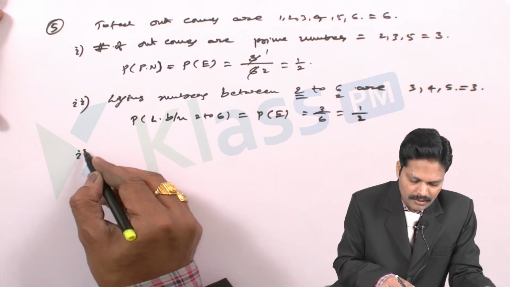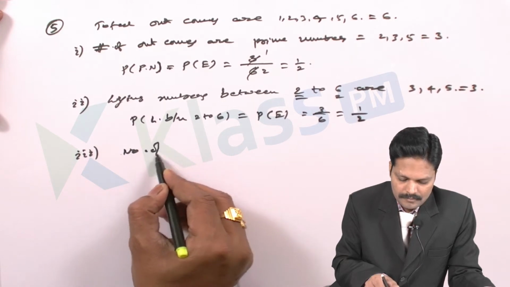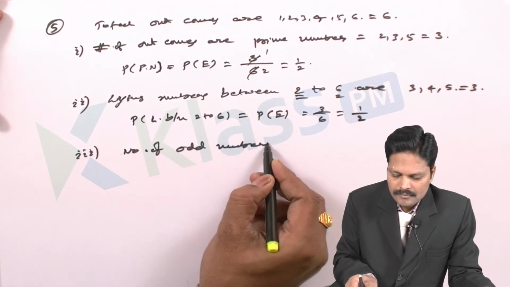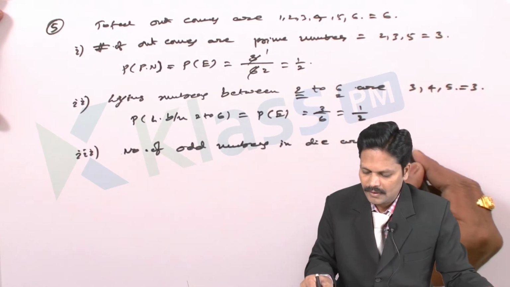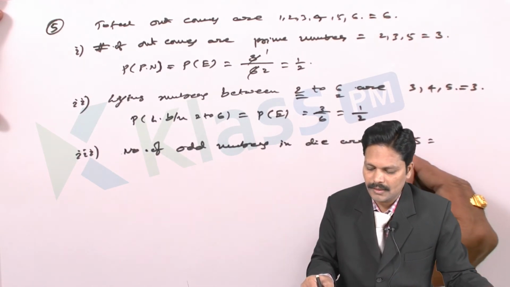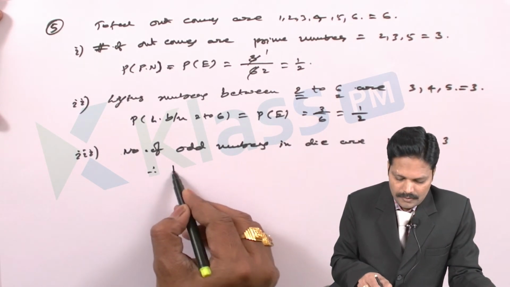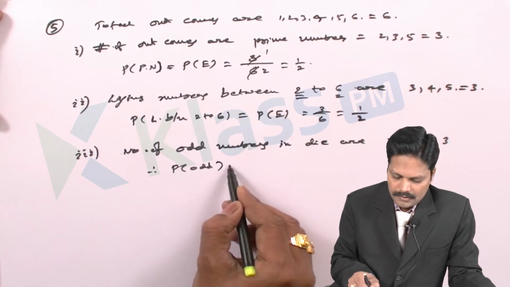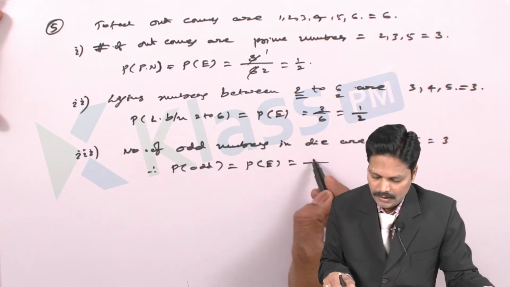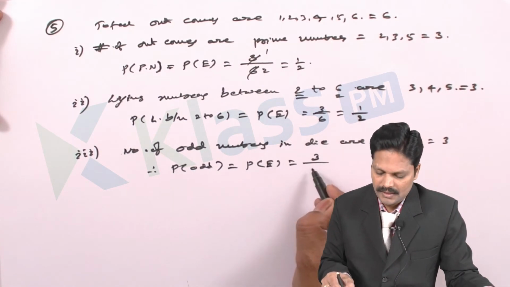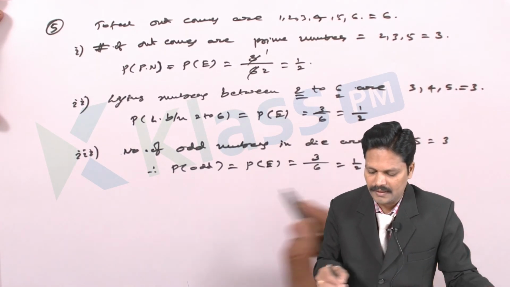Then coming to the third one, an odd number. The odd numbers in a die are 1, 3, 5. These 3 numbers are the odd numbers, so the count is 3. Therefore the probability of odd, probability of event E, is 3 numbers out of a total of 6 outcomes of the die. Here also we have 50%.